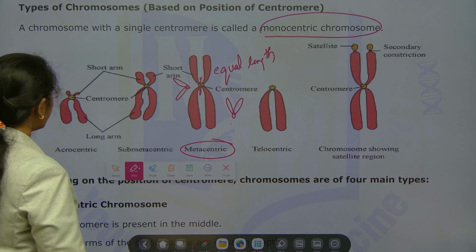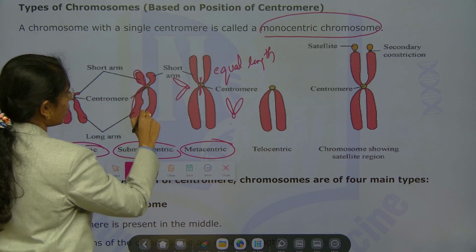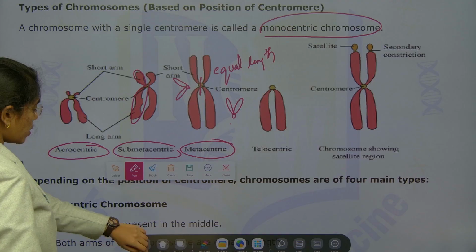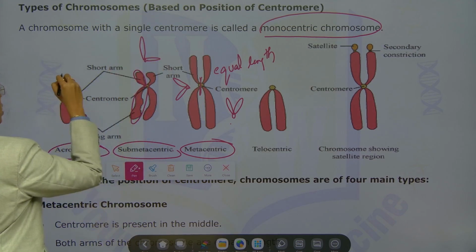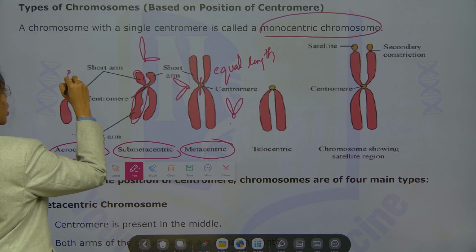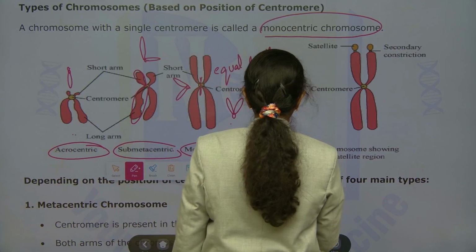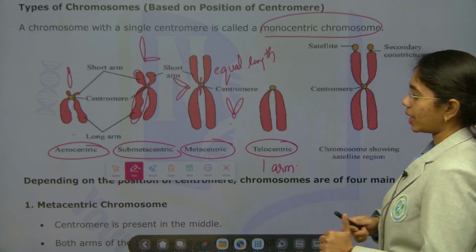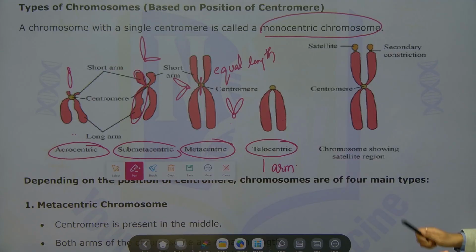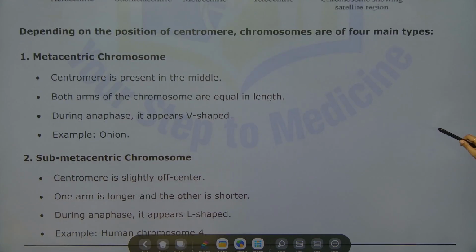Next you see submetacentric and acrocentric chromosomes, where you will have one short arm of the chromatid and one long arm of the chromatid. For submetacentric, the chromosome shape will be L shape. For acrocentric, the chromosome shape will be I shaped. And telocentric has only one arm of the chromatid. So here we have metacentric, submetacentric, acrocentric and telocentric. Depending on the position of centromere, chromosomes will be of four types.